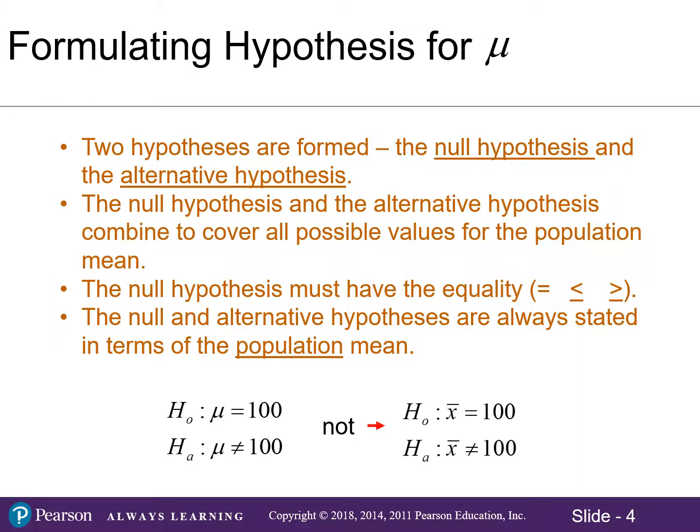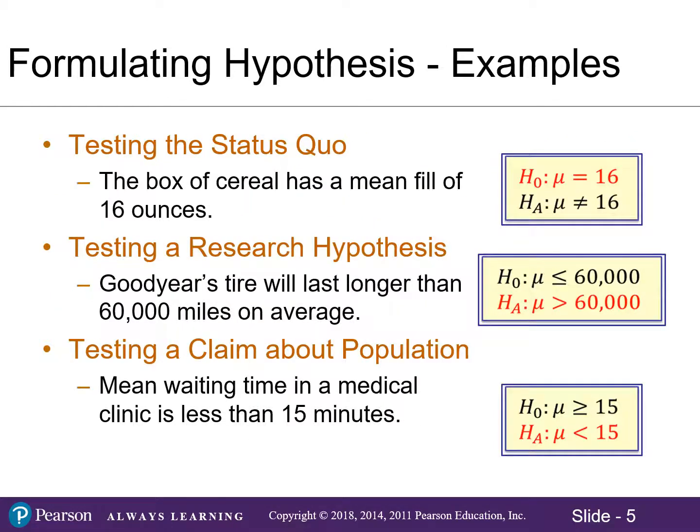Null hypotheses are boring. Alternatives are what you're investigating. I've already said this, but the null hypothesis is the status quo. Notice it's always a statement about equality. For instance, in this first example, is the mean filling of a cereal 16 ounces? The null hypothesis is, I think it is 16. The alternative, HA, is, I think it's not 16.